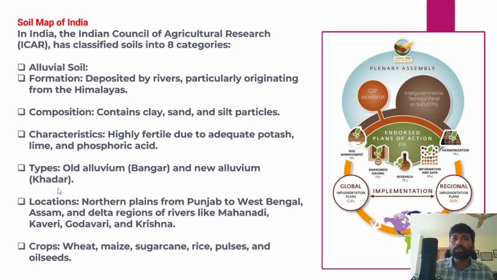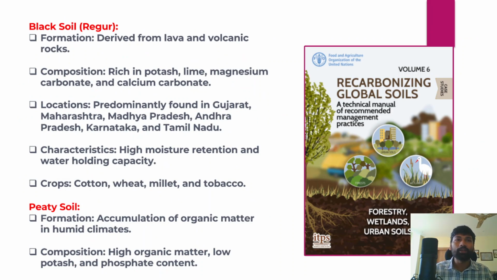And where are these alluvium soils mostly located across India? As I've already told you, northern plains, particularly the Indo-Gangetic plains, from Punjab to West Bengal, Bihar, parts of Jharkhand and UP, Uttarakhand, so all those regions. And apart from that, in Assam also, because of the Brahmaputra river, and delta regions of the Mahanadi, Kaveri, Godavari and Krishna rivers. So these are the areas where we can find these alluvial soils. The major crops grown in these alluvial soils include wheat, maize, sugarcane, rice, pulses and oilseeds. So these are the major crops cultivated in the alluvial soils.